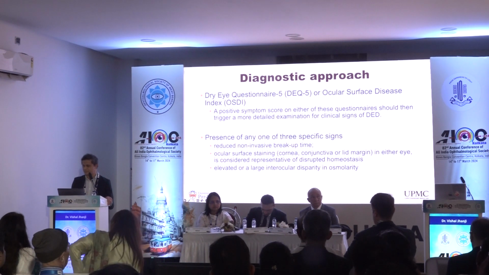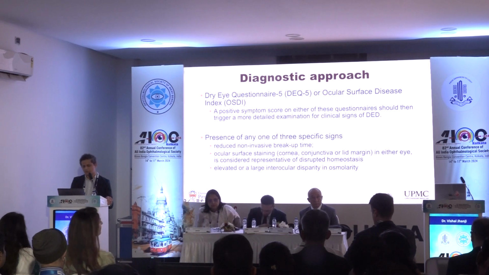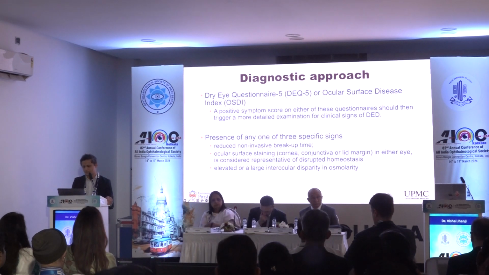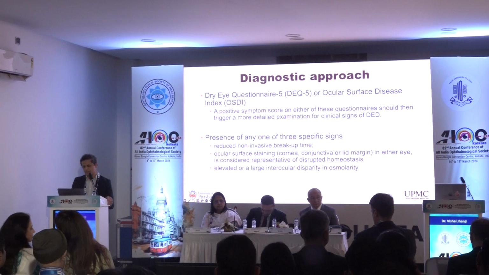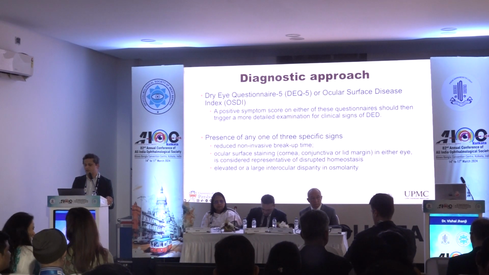Presence of any of these three specific signs actually indicates dry eye disease: reduced tear breakup time, which can be invasive or non-invasive; any ocular surface staining, whether that's on cornea or conjunctiva in either eye; and elevated or large interocular disparity in osmolarity.